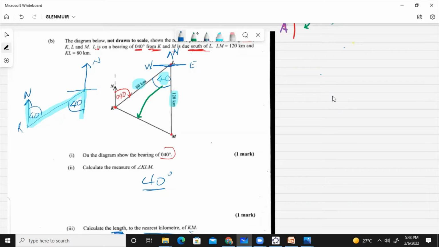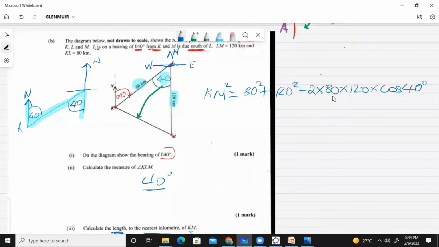All right? So the cosine rule, we could drop it somewhere here. It says the side across from the angle squared, which is KM squared, is equal to 80 squared plus 120 squared minus 2 times 80 times 120 times the cosine of the angle, which is 40 degrees. Now, for those of you who don't remember, you're utilizing the 2 sides and the angle. Just look, 80, 120, and the angle 40 degrees.